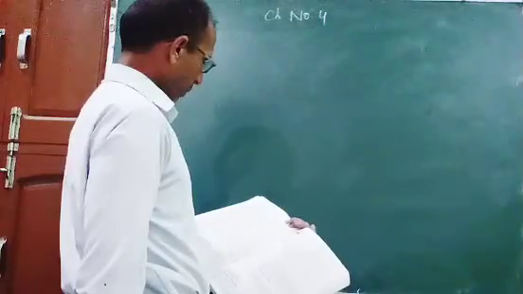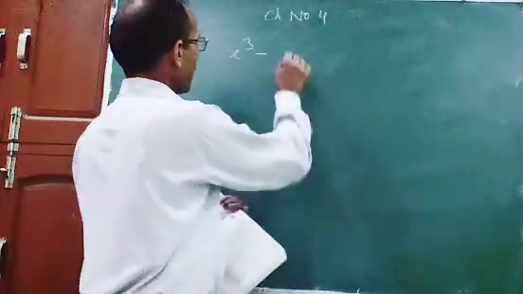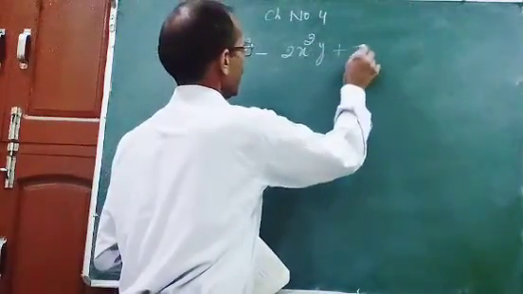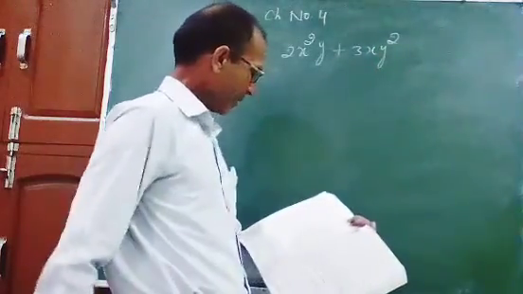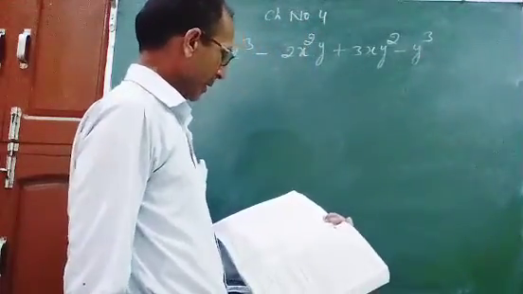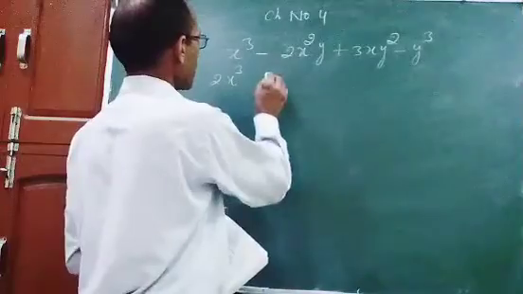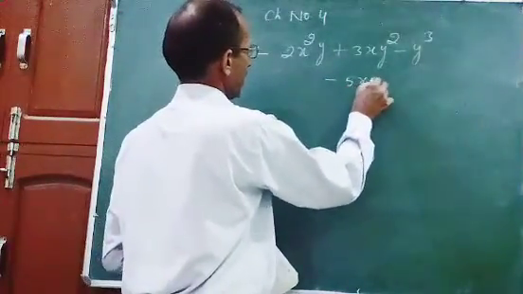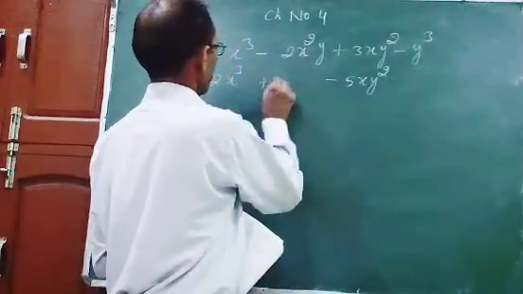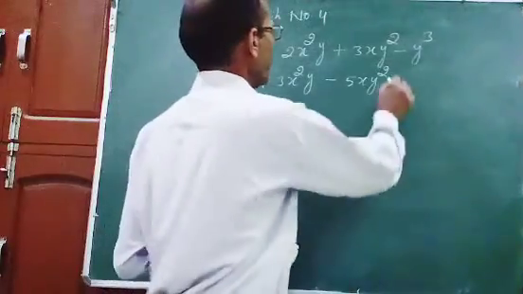Now question number 4, first part: x cube minus 2x square y plus 3xy square minus y cube; 2x cube minus 5xy square plus 3x square y minus 4y cube.